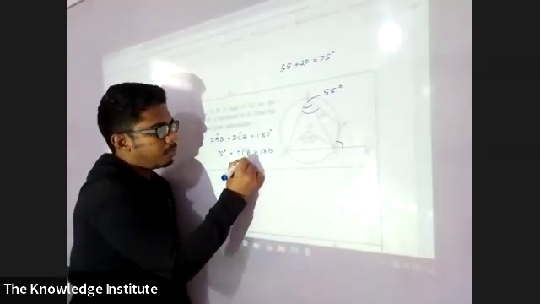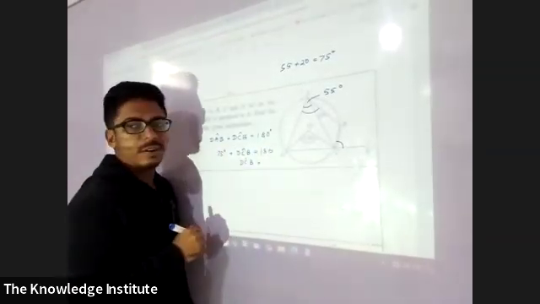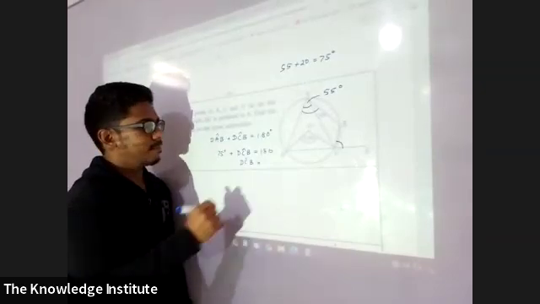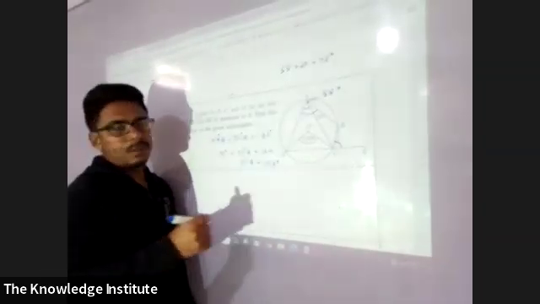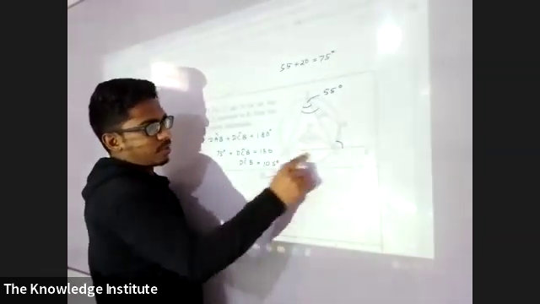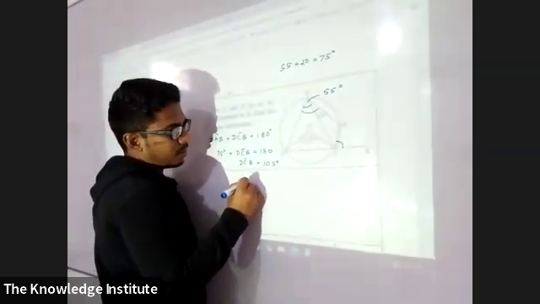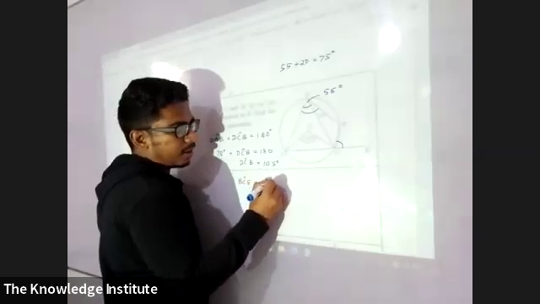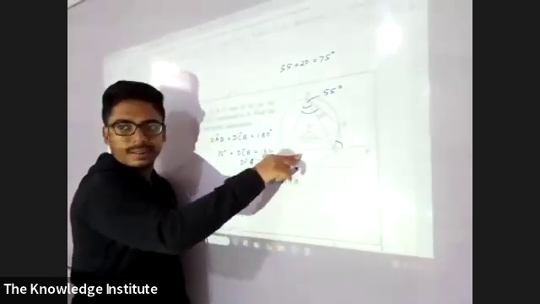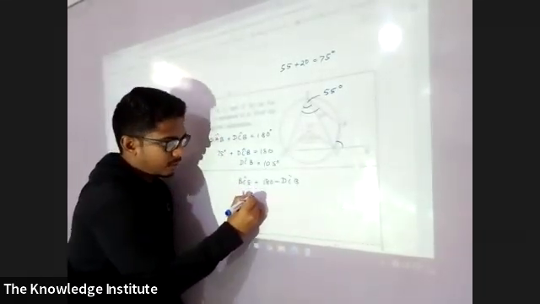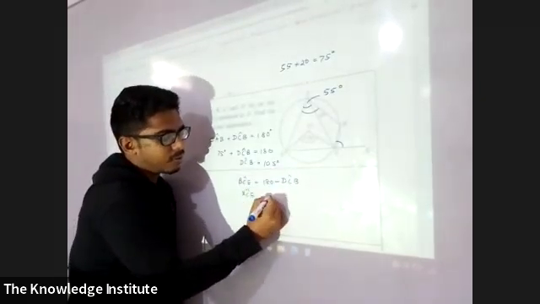So therefore DCB angle is equal to 180 minus 75, which is 105. Now this angle is 105. Therefore the required angle DCE equals 180 minus DCB angle, because this is a straight line. So BCE angle, DCB is 105, so 180 minus 105 is 75.